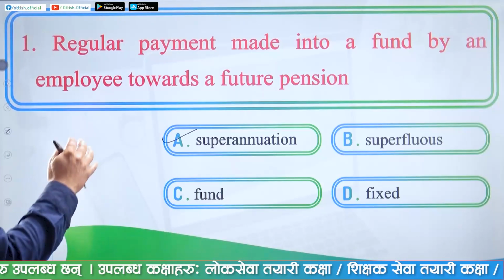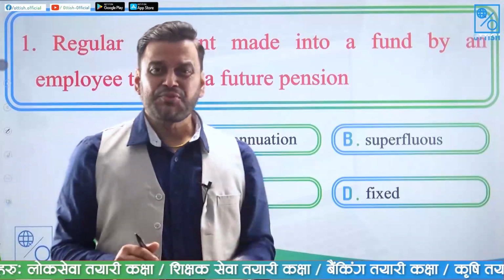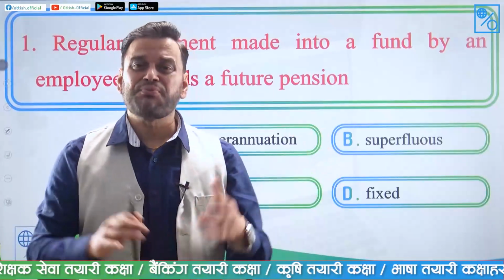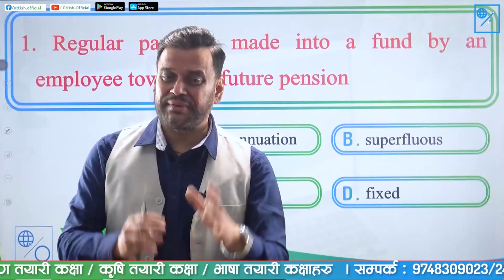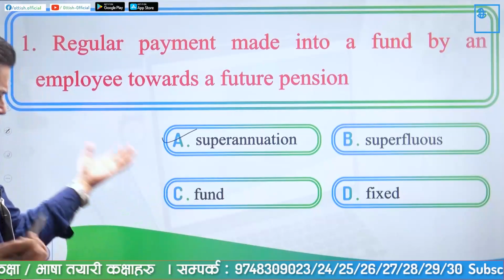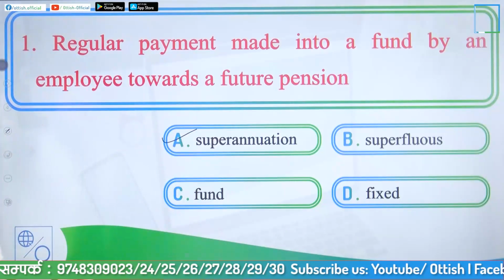However, you have to know the meaning of each and every word. So superfluous means something that is not necessary, superfluous shopping, unnecessary shopping. You should note down all the words. Fund you understand, and you understand what fixed means. Okay, now let's see question number 2.